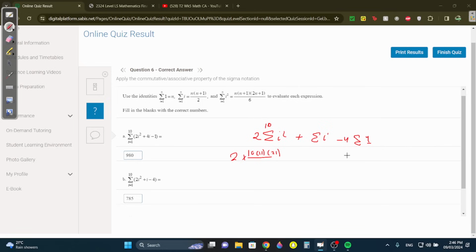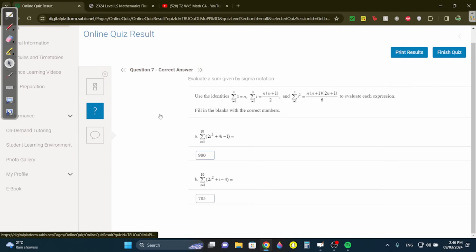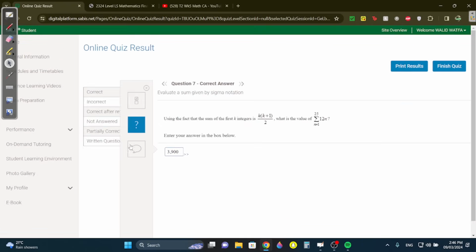So this is the correct one. And then, over 6 and plus sigma I, it's going to be up to 10. It'll be 10, 11 over 2, minus 4 times 10. Now, if you put this on a calculator, you get 785. I don't know why I put 41. I think I put it when I was rushing. How many questions? Okay.